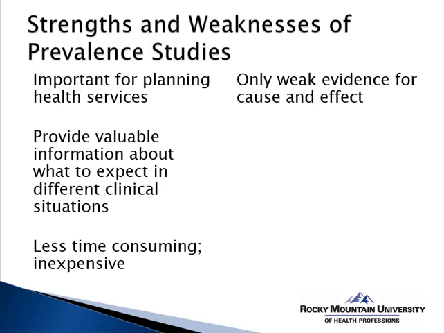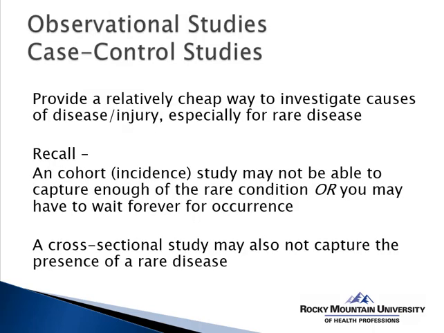Prevalence studies, or these cross-sectional studies, are valuable for planning health services, and they provide valuable information about what to expect in different clinical situations, and they are less time-consuming and inexpensive. They are only weak evidence, though, for cause and effect. Case control studies, these provide a relatively cheap way to investigate causes of disease or injury, especially for rare diseases.